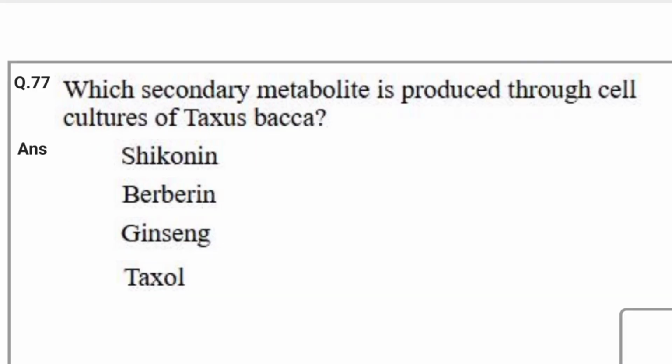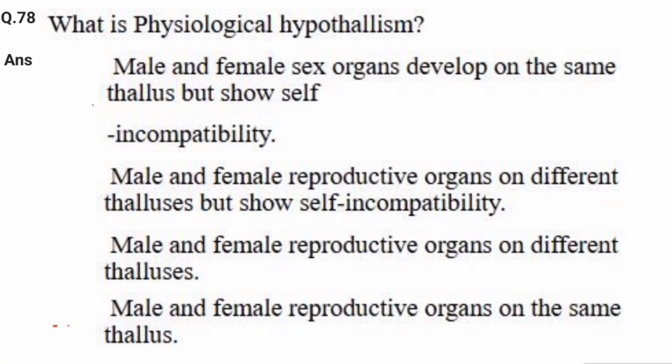Which secondary metabolite is produced through cell cultures of Taxus baccata? Options are chiconin, berberine, ginseng, taxol. For this, the correct answer is taxol. So let's see the next question.